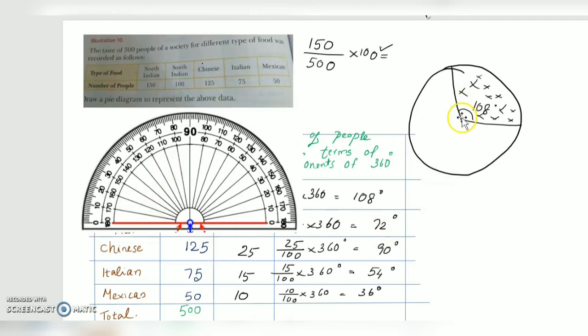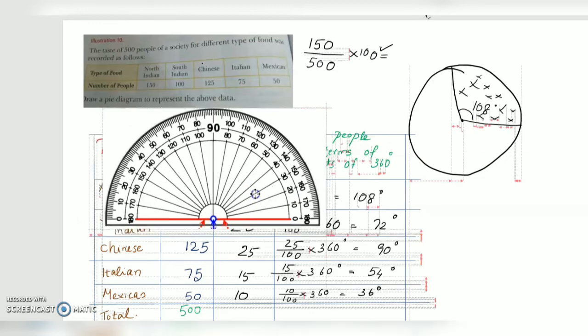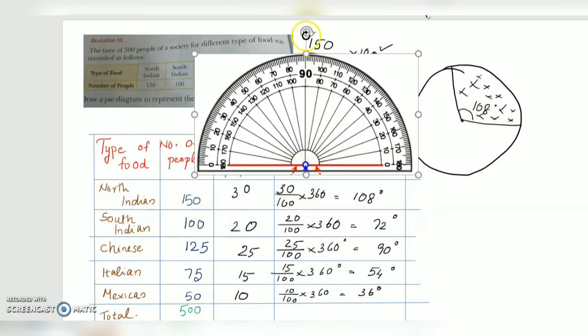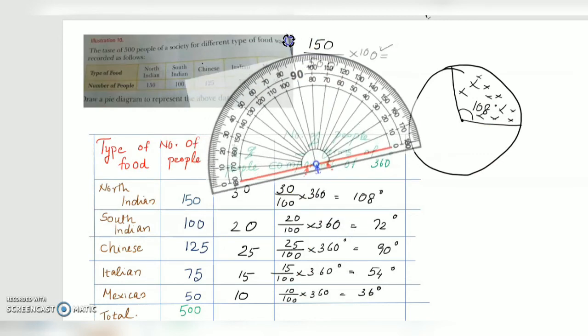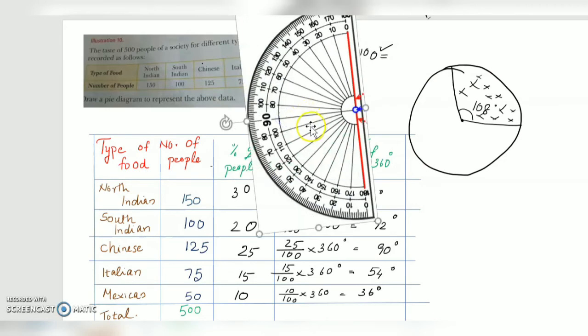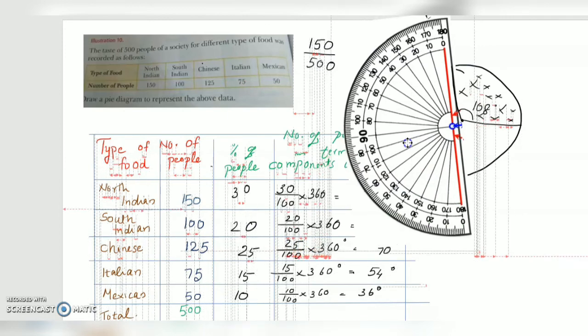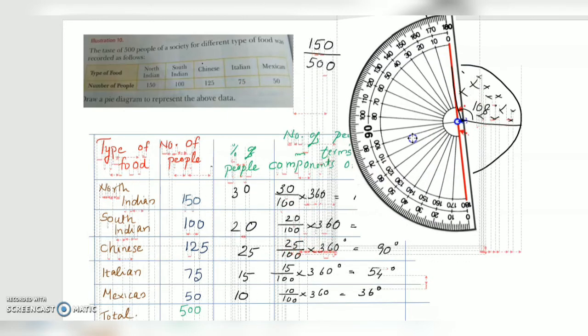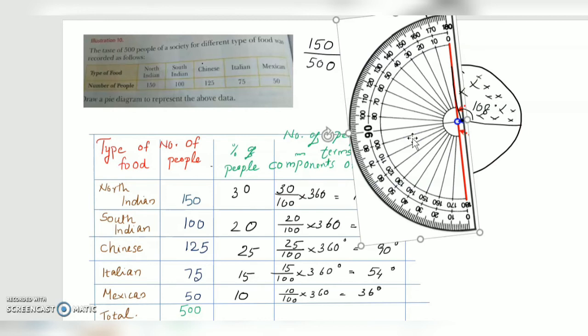Again, the baseline in the initial case was this one, and here we got another line. So this line we are taking as the baseline. So we have to find out 72 from there. How can we find out 72? Again we are taking the protractor here. Okay, and this red line and the other baseline should be coincident, and this blue line also should be coincident with this center point.